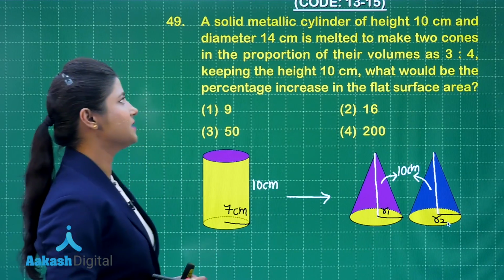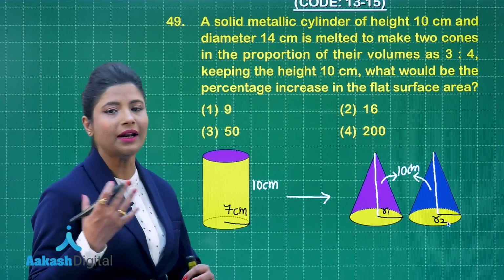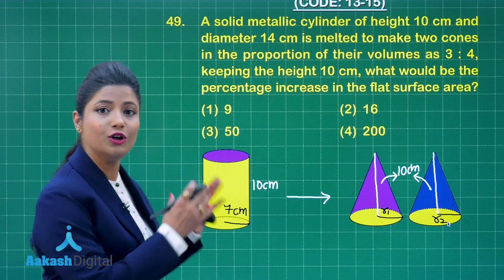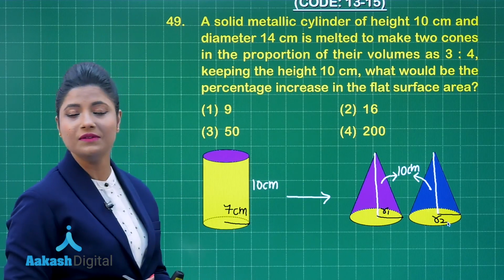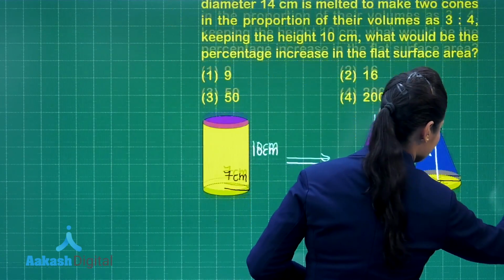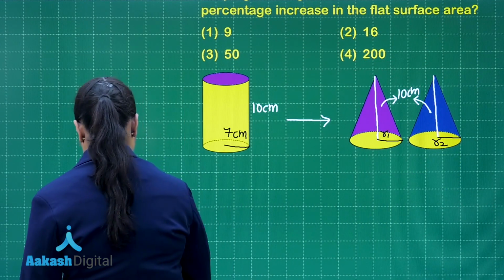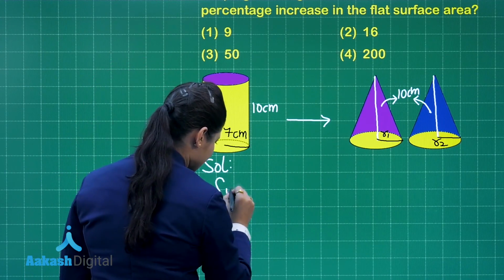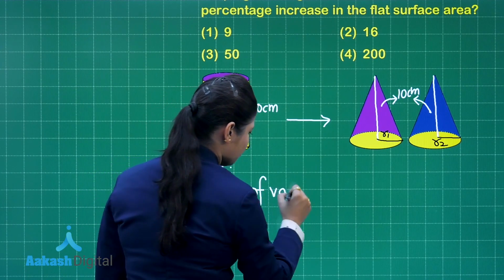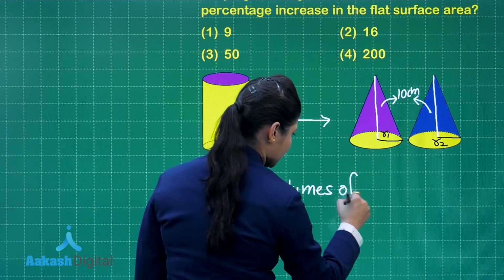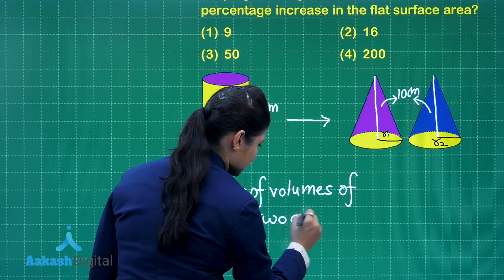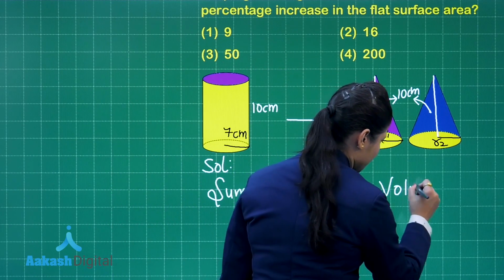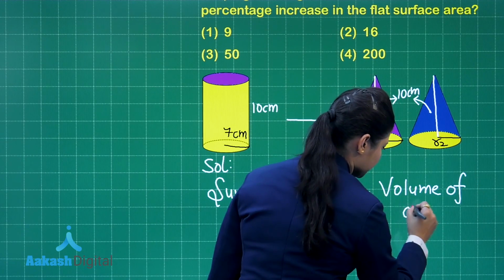Now taking this into consideration, you know that when the solid is melted and molded into another solid, still the volume remains the same. So, we can definitely consider here that the volume of this metallic cylinder is equal to the volume of these two cones. So, for the solution of this, we can take up the sum of volumes of two cones is definitely equal to the volume of cylinder.